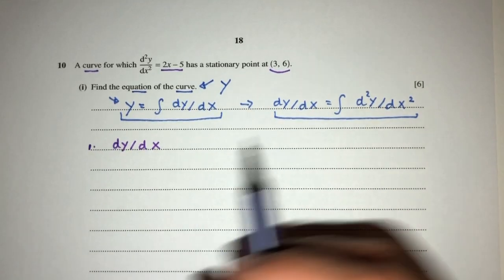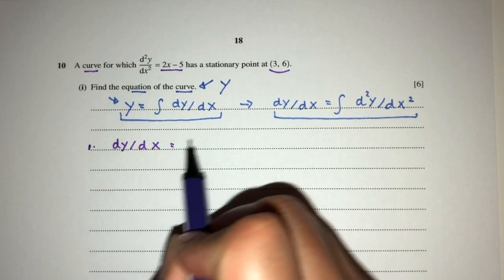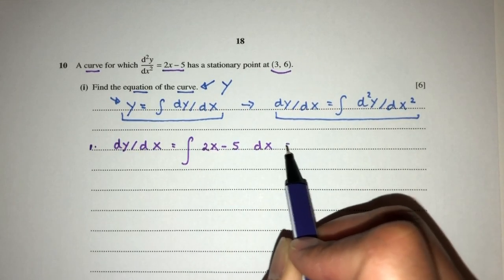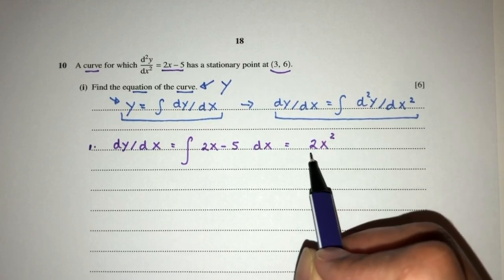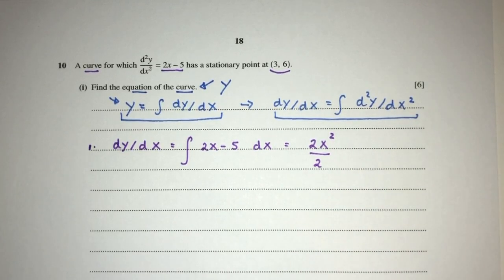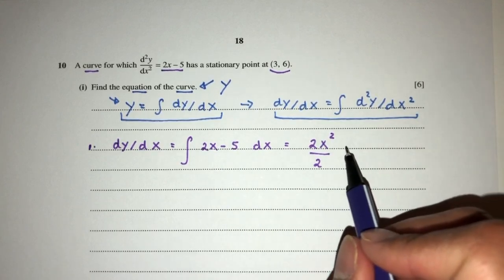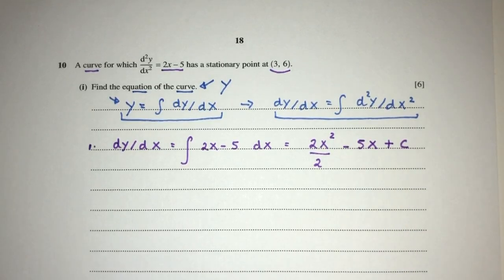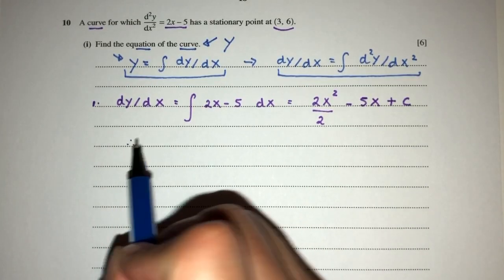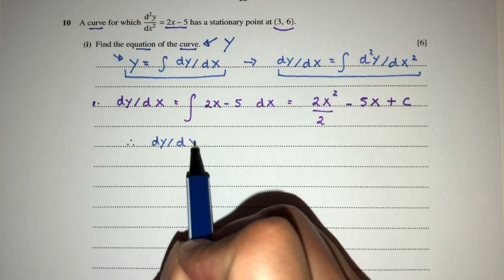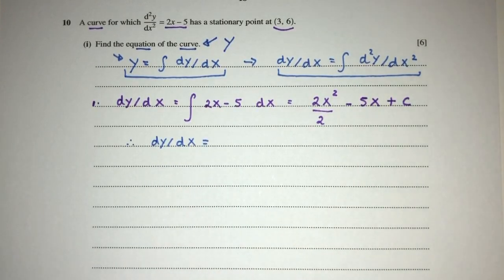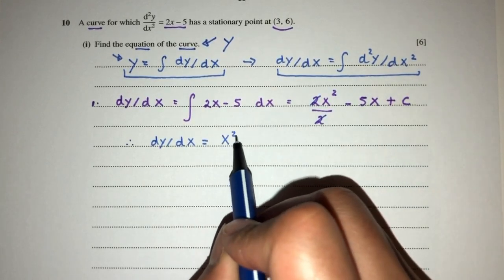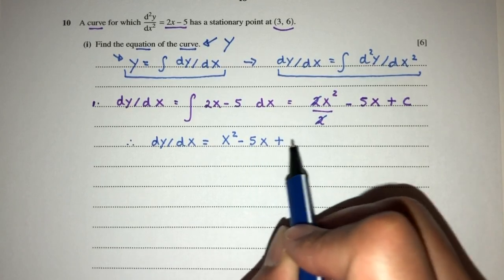So let's do that. That will be the integration of 2x minus 5 with respect to x. That will be 2x squared over 2, and then minus 5x plus c. This is the constant of integration. Okay, so right now we know that dy by dx is equal to this value. The 2 cancels out. That will be x squared minus 5x plus c.